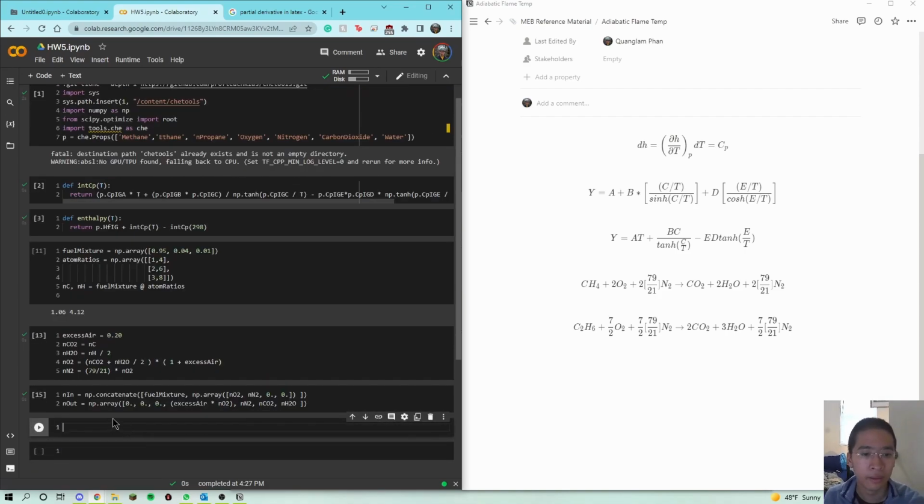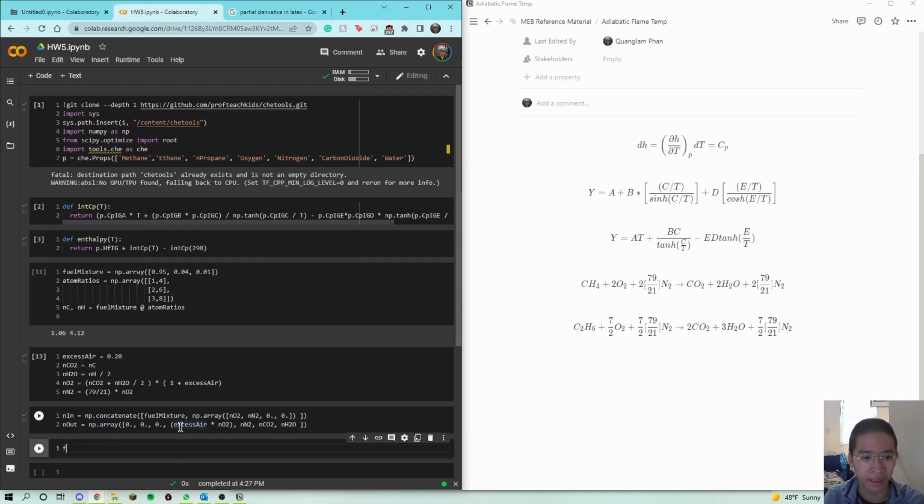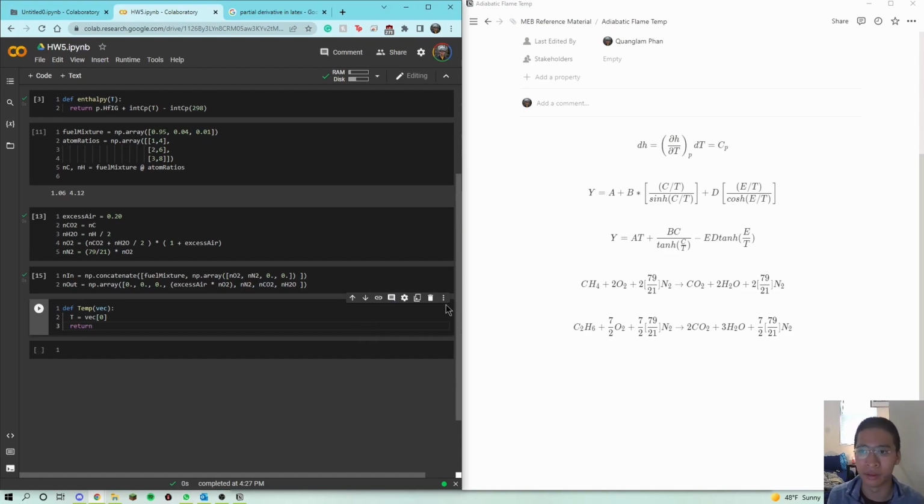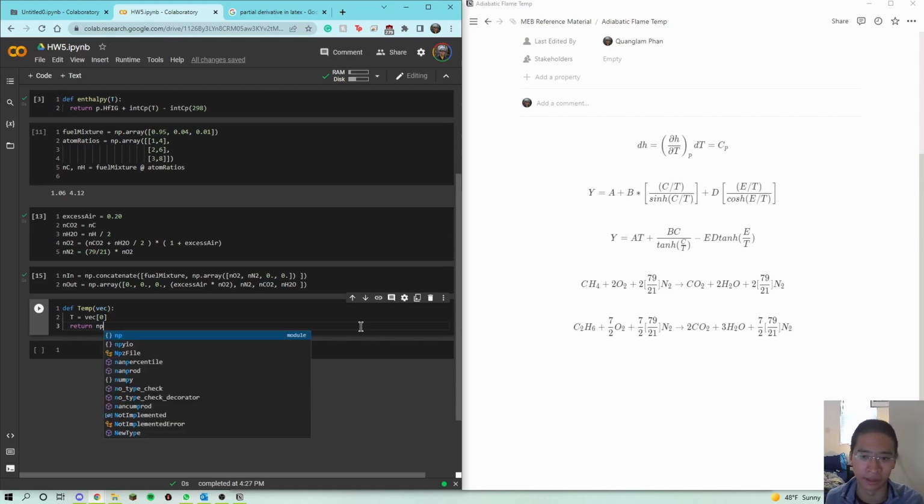Okay. Well, let's finally get to the culmination of all of this. Let's set up a function for which we're going to use root on. It's going to unpack our vector of unknowns. And we're going to return, recall, the difference of enthalpy of our products going out minus the enthalpy of things going in. And for our steady state system, that should be 0, but root is going to get that as close to 0 as possible.